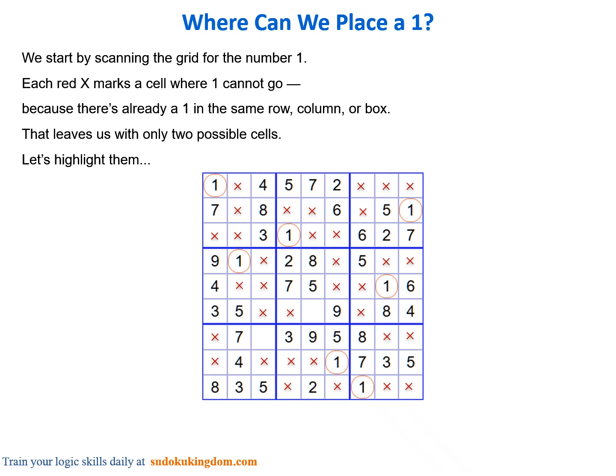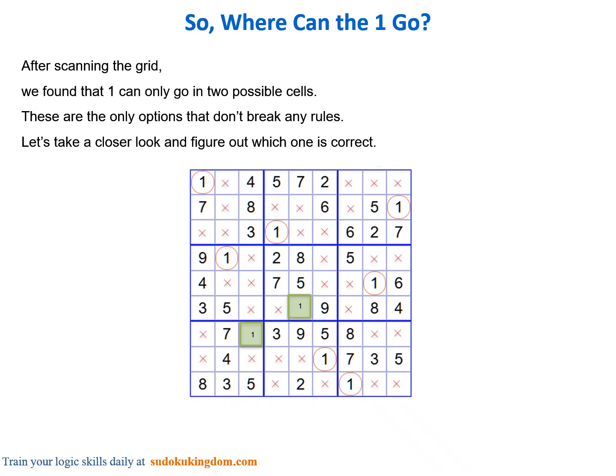Where can we place a 1? We start by scanning the grid for the number 1. Each red X marks a cell where 1 cannot go, because there's already a 1 in the same row, column, or box. That leaves us with only 2 possible cells. Let's highlight them. So, where can the 1 go?